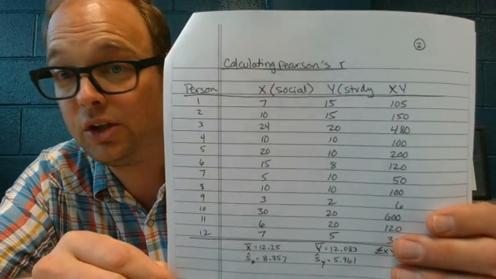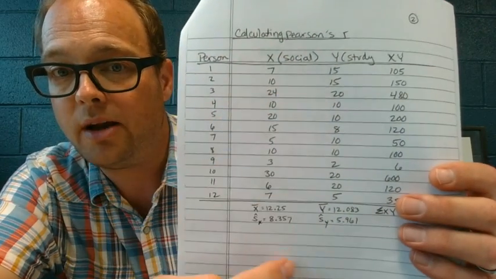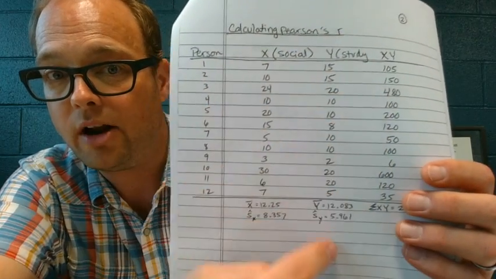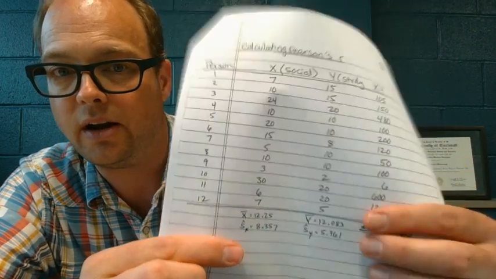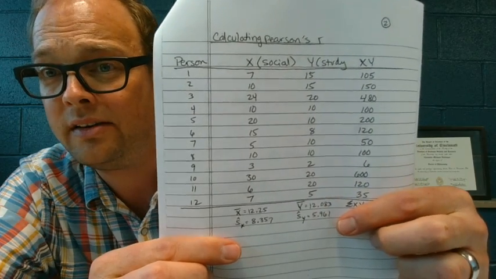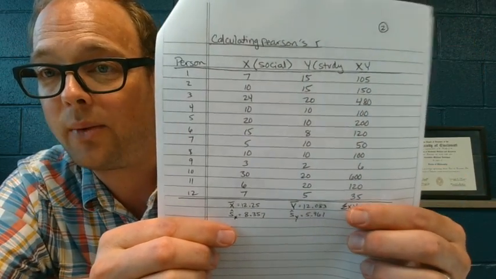Now, that's just an introduction to the raw data and the summary statistics that you're going to need, means and standard deviations. In addition, the N is 12. Now, page 2 of this handout should look largely familiar. 12 people, our X variable raw data, our Y variable raw data, mean for our X variable, standard deviation for our X variable, mean for our Y variable, standard deviation for our Y variable, except I've added X times Y right here.